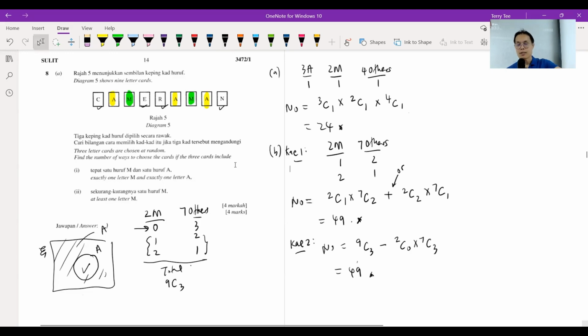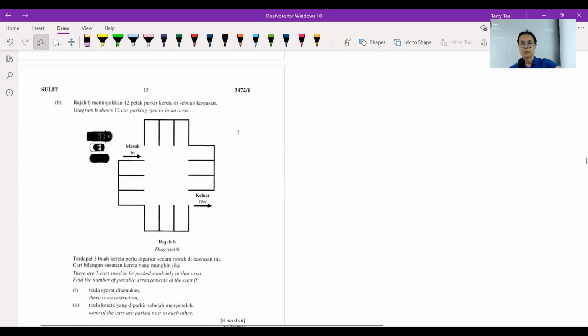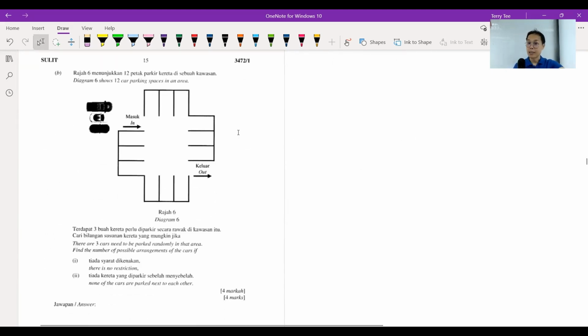Okay, so this is part A from Gabungan. Part B is from Pilih, Atur, or permutation. So Raja menunjukkan 12 petak parkir kereta di sebuah kawasan. Terdapat 3 buah kereta yang perlu diparkir secara rawat di kawasan itu. Cari bilangan susunan kereta yang mungkin jika dia tiada syarat dikenakan.